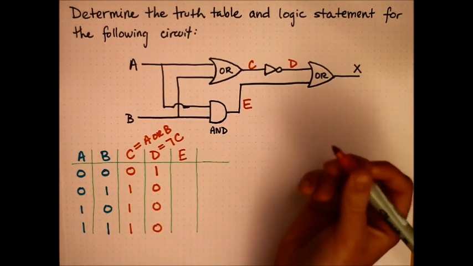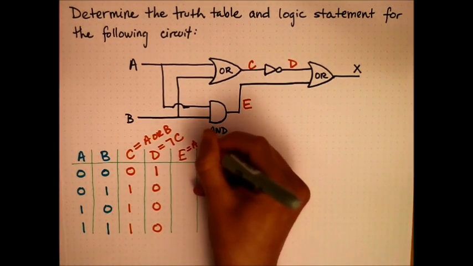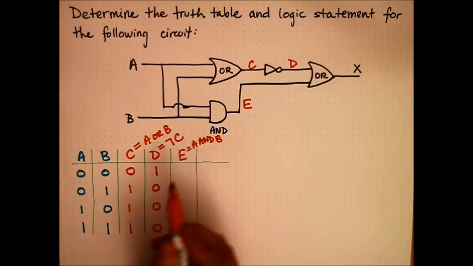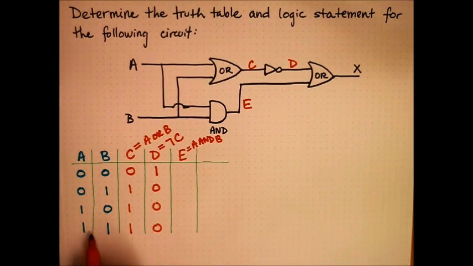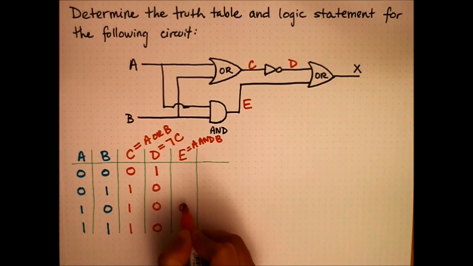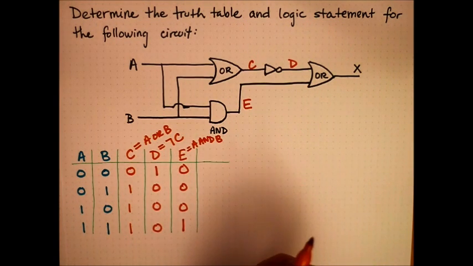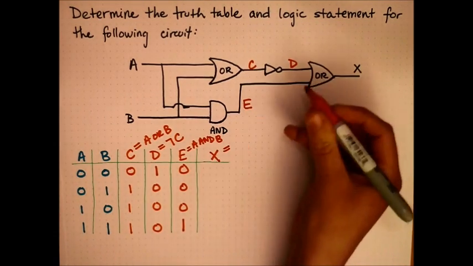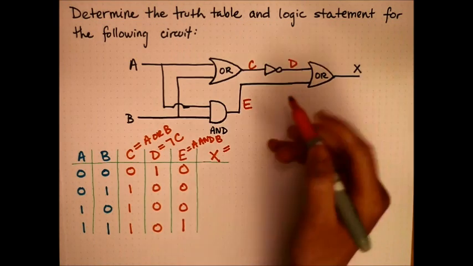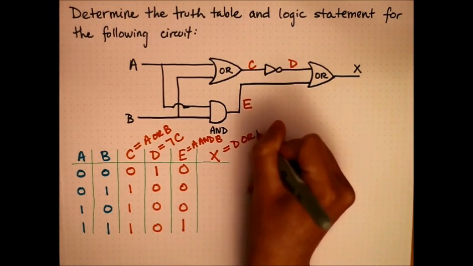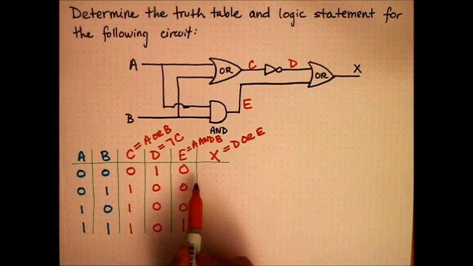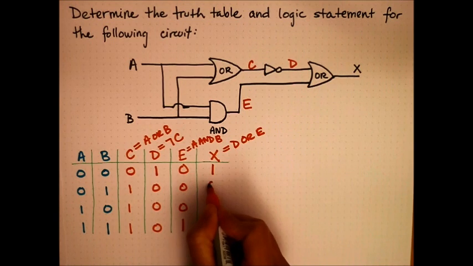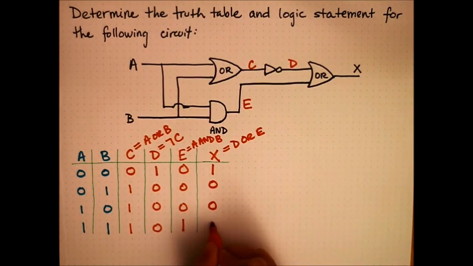E is equal to A and B. That's only 1 when both inputs are 1, so it'll only be 1 down here. So this is 1 and all these are 0. And then my final output X is equal to D or E. So if D or E is true or both, I mark 1. So 1, 0 gives me 1, 0, 0 gives me 0, 0, 1 gives me 1.